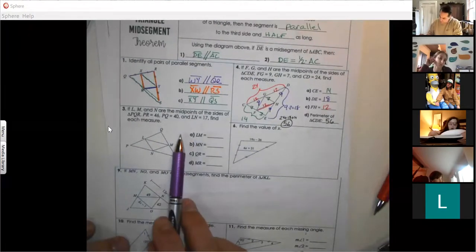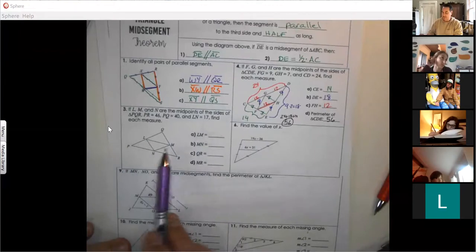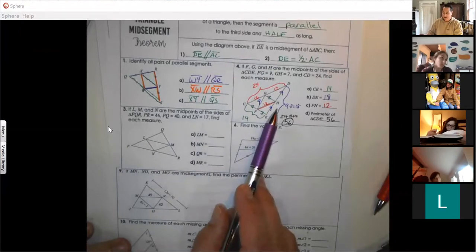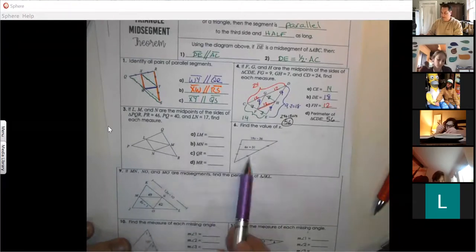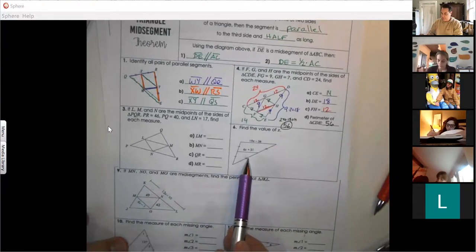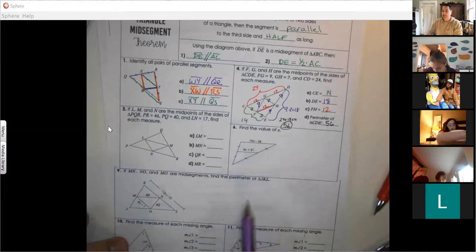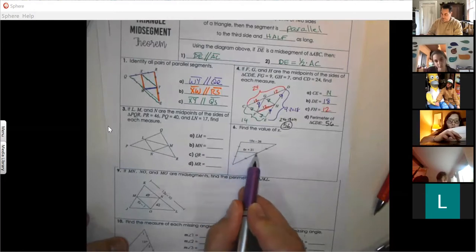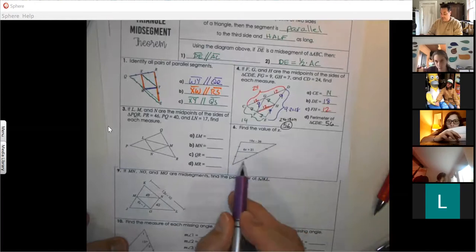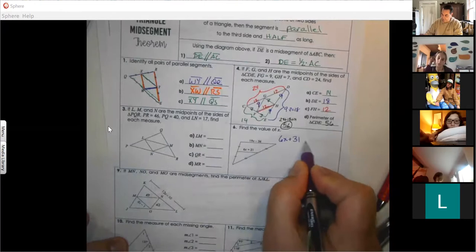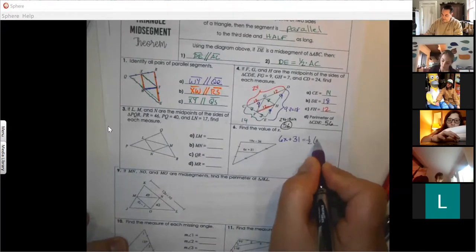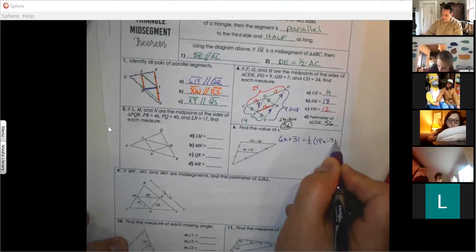So then let's come over here. Number 3 is asking the exact same information as this one. I'm going to leave that one for you guys to do yourself. Here's an application of it that's a little bit harder. Now what we're saying is we've got a mid-segment, but instead of having numbers on it, we have algebraic expressions. But the concept is the same. We know that this mid-segment is parallel to the base and half as long. Therefore, 6x plus 31 is half of 19x minus 36.